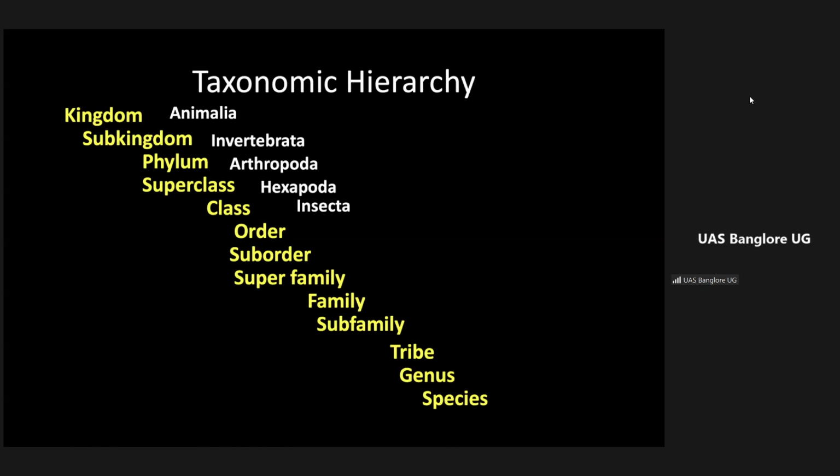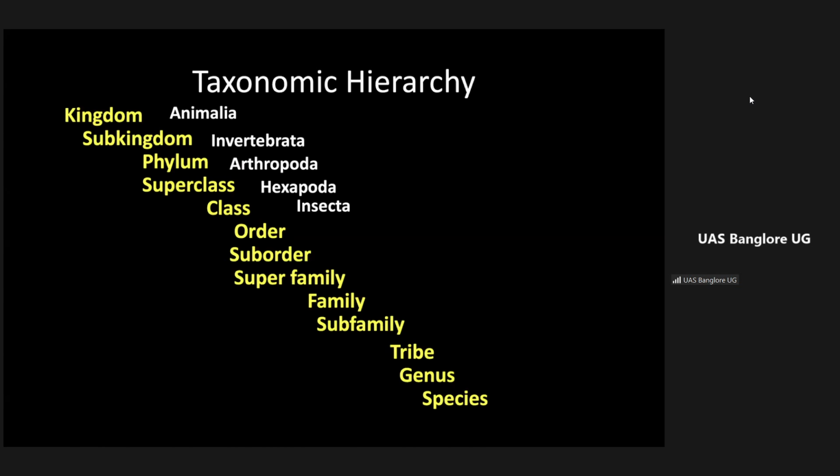How many insect orders are there? Anybody? 8? Okay. Somebody, anybody? A few more answers. There are 29 to 30 insect orders. It depends on the person we are referring to.